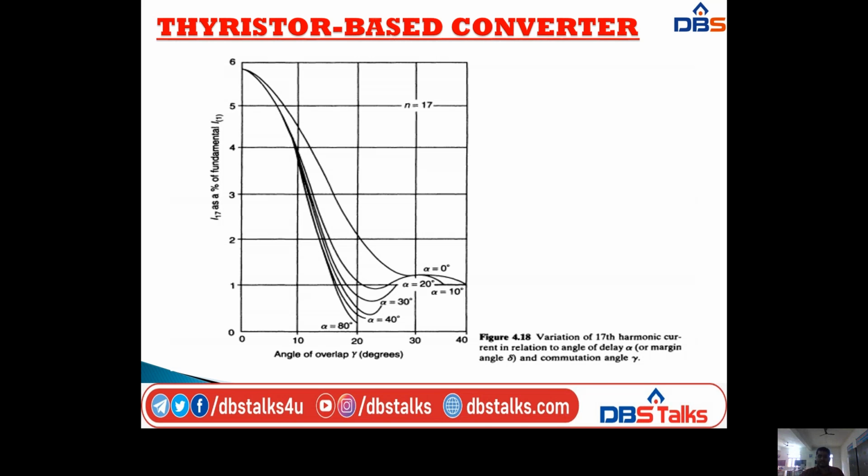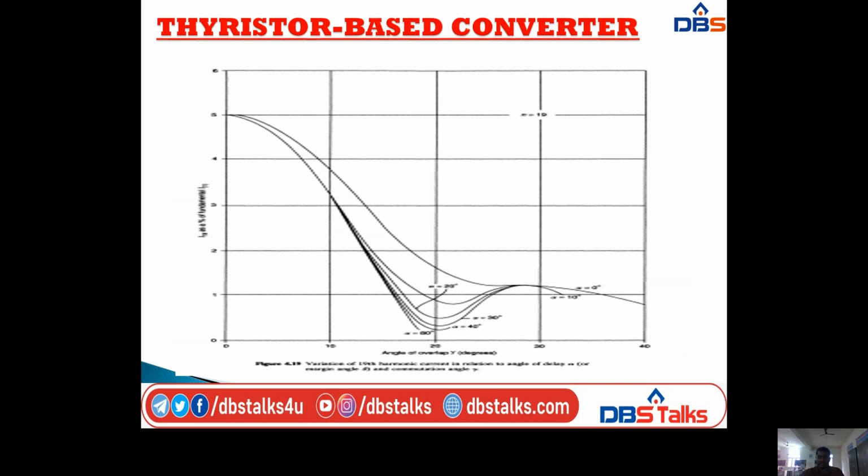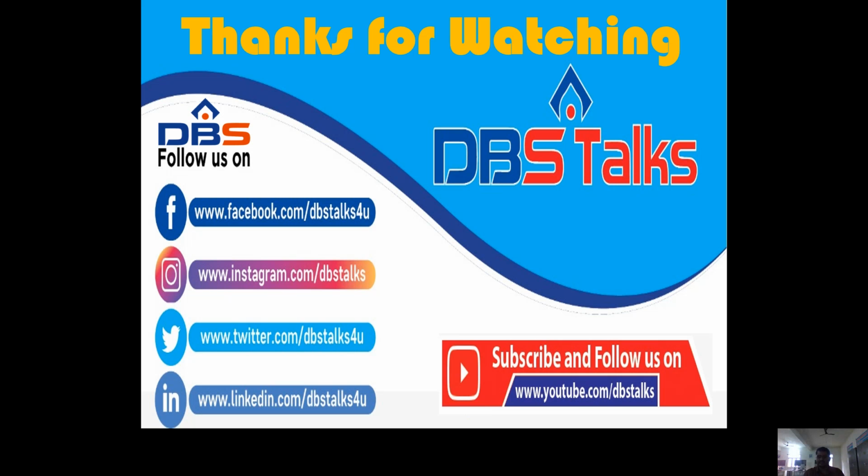And coming to the last one, that is the variation of the 19th harmonic in relation to gamma and alpha. The waveform is like this. Okay, thank you for watching this video.